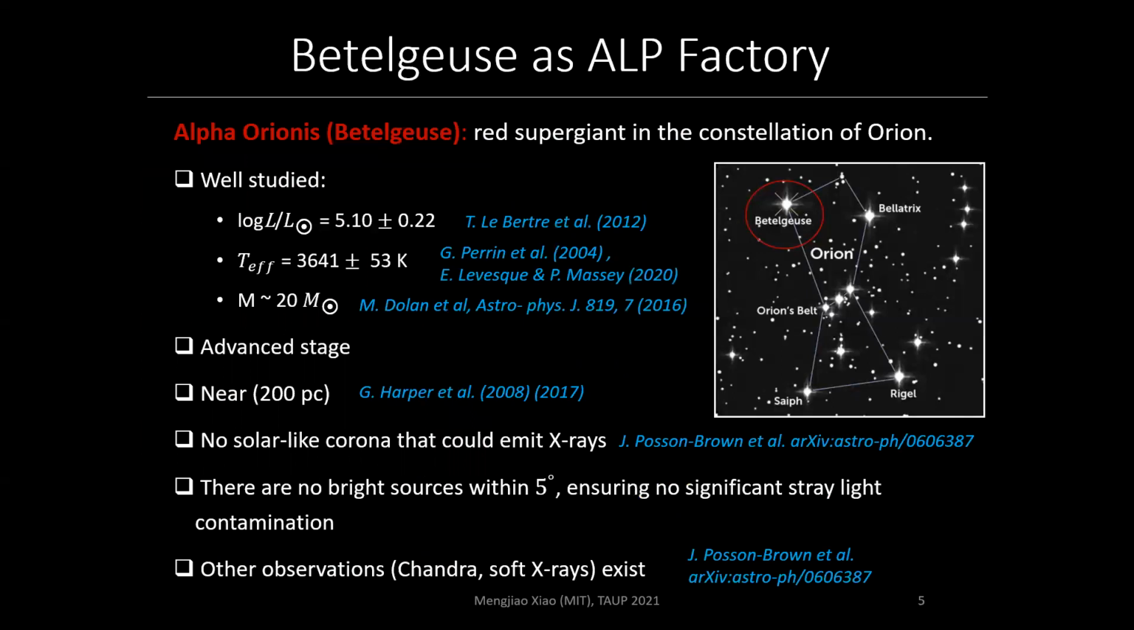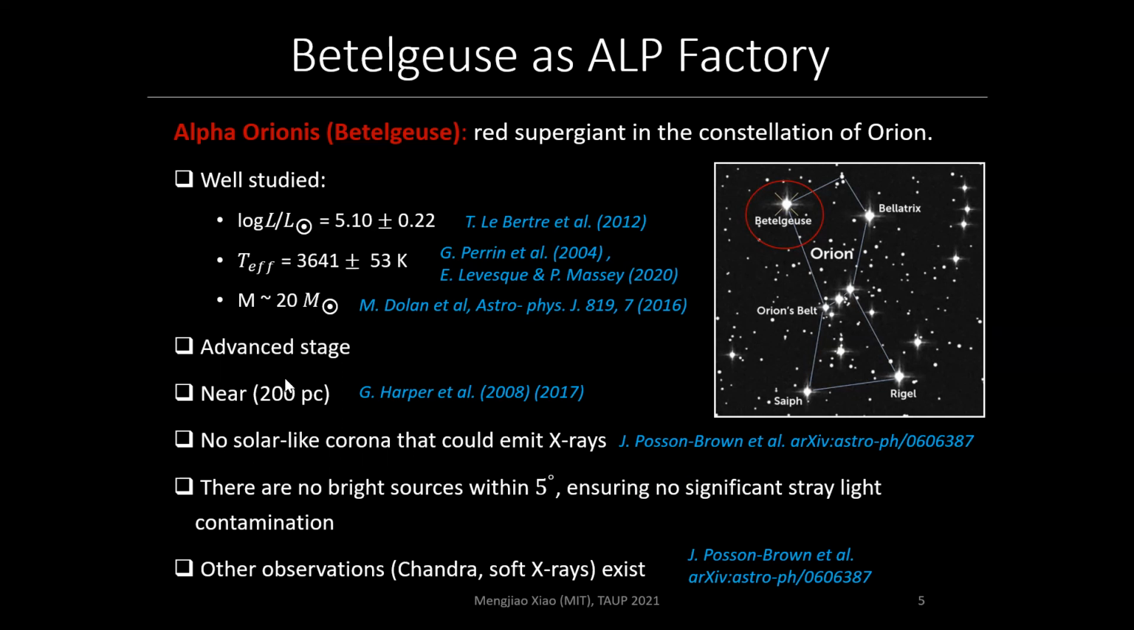Why did we choose Betelgeuse? Betelgeuse is a red supergiant in the constellation of Orion. It is ideal for axion searches. First, Betelgeuse has been well studied. We know well about its luminosity, temperature, and mass. All this indicates Betelgeuse has a hot core and would be in an advanced stage. Thus, Betelgeuse would be a copious axion producer.